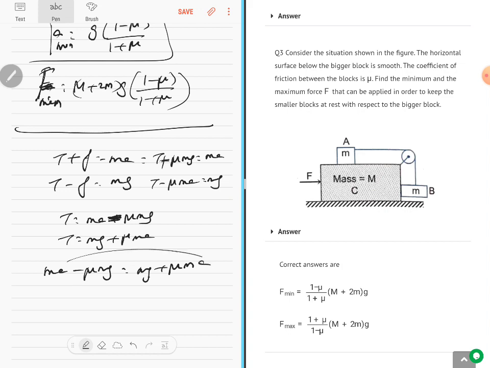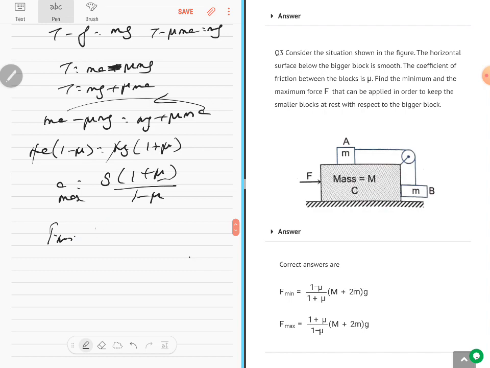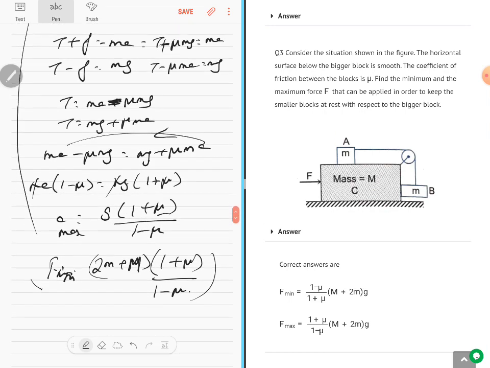So ma can be consolidated. ma into (mu minus 1) is equal to mg into (1 plus mu). Okay, I'm going to take this to the left side. So I'll get ma into (1 minus mu) is equal to mg into (1 plus mu). So m and m get cancelled. A is equal to g into (1 plus mu) by (1 minus mu) for maximum acceleration, and therefore the force maximum also will be (2m plus capital M) into g into (1 plus mu) by (1 minus mu). So then therefore the force lies between the maximum and minimum value.